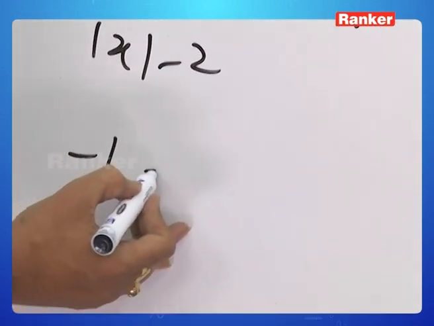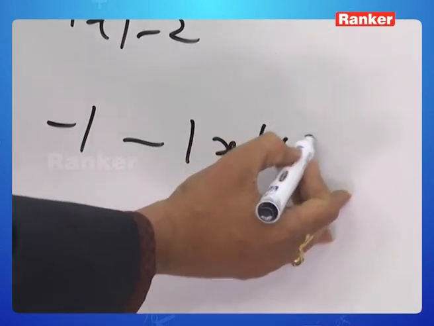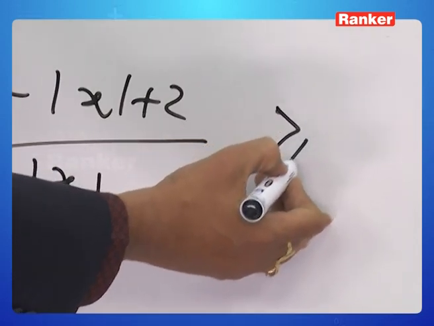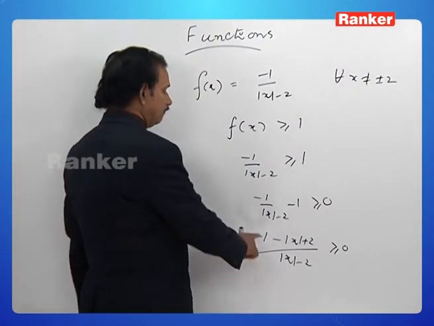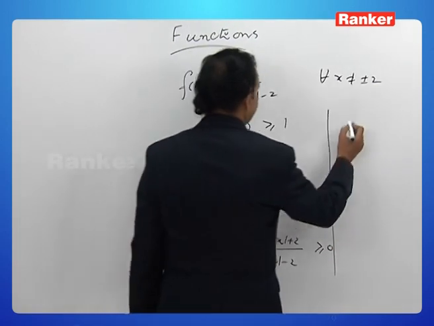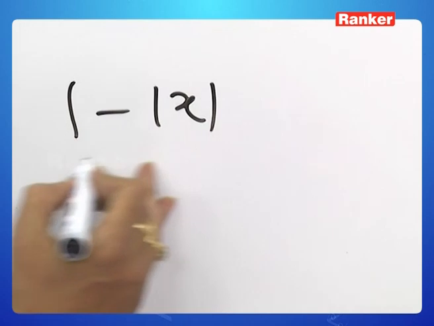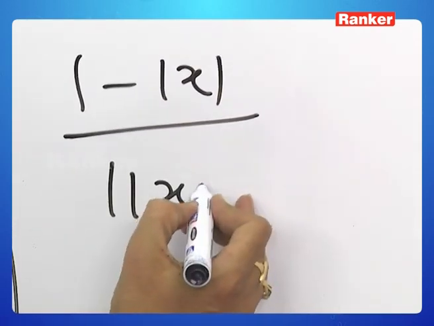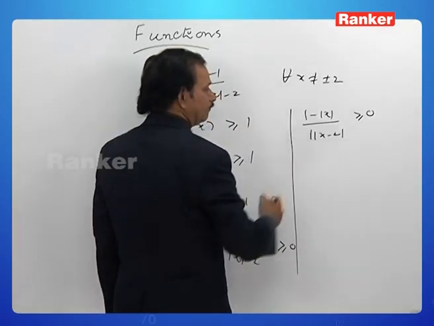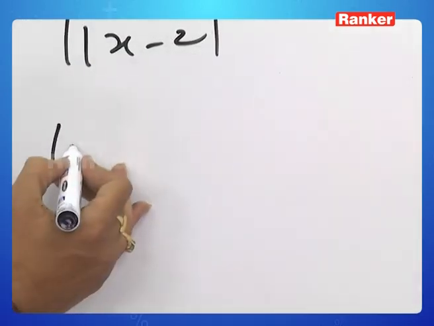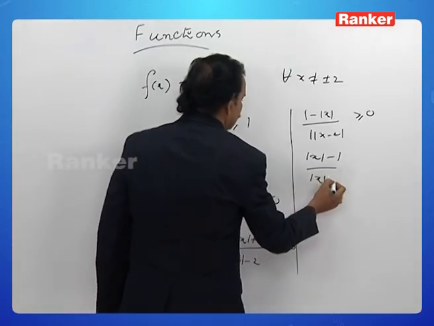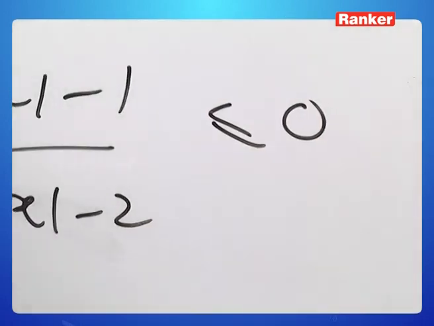That is minus 1 minus mod x plus 2 by mod x minus 2 greater than or equal to 0. Minus 1 plus 2 is 1. Therefore, 1 minus mod x by mod x minus 2 greater than or equal to 0. Multiplying both sides with minus 1, we will have mod x minus 1 by mod x minus 2 less than or equal to 0.